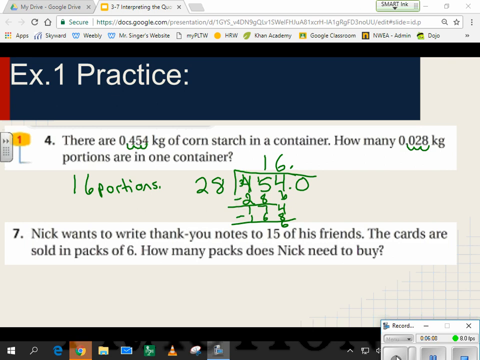Go ahead and solve number 7. Come back when you're done. Make sure you try to interpret this as best you can.